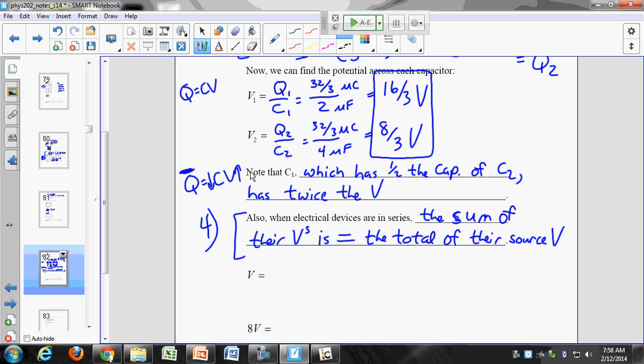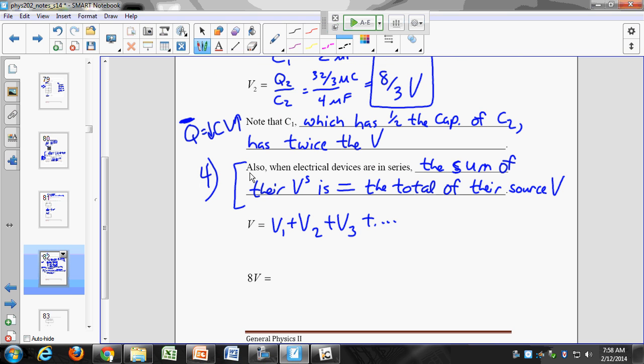Okay. Well, let me rewrite this. So V is V1 plus V2 plus V3 plus however many capacitors in series I have. And so for example here we had 8 volts, which is the same as 16/3 volts, which was V1, plus 8/3 volts. That's equal to 8. 24 over 3 is equal to 8. All right?